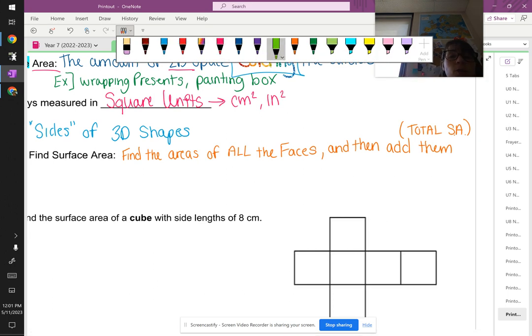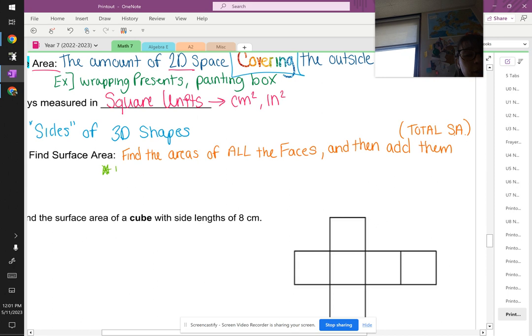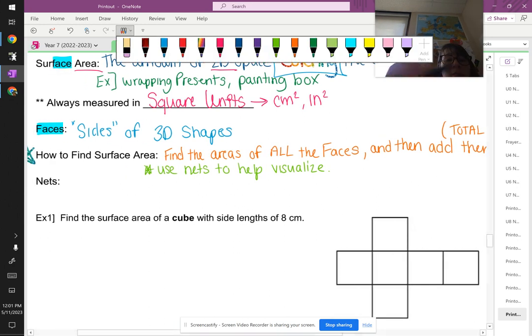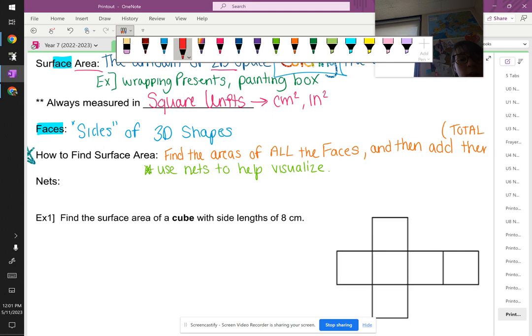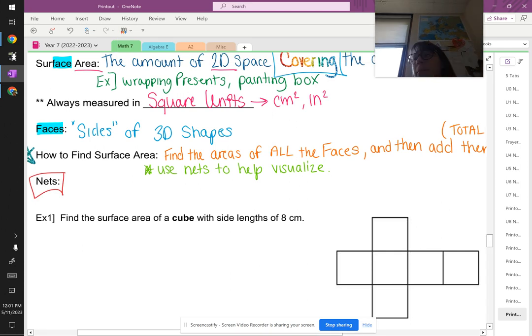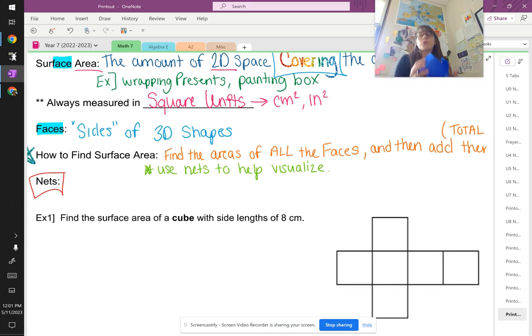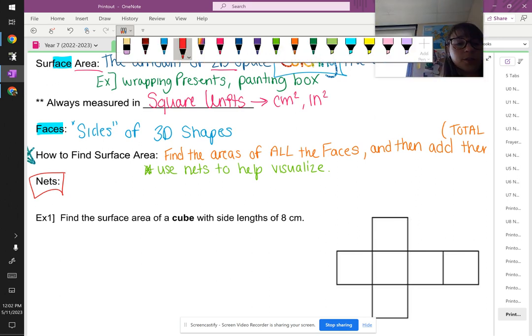To assist you in seeing what shapes make up a 3D figure, you can use nets to help visualize. And what a net is, if you are unfamiliar with a net because it's been a hot minute, a net is just what happens when you take a 3D figure and you quote unquote unfold it, right? And you can see the different shapes that make up a 3D figure. So nets are just the unfolding of 3D shapes.